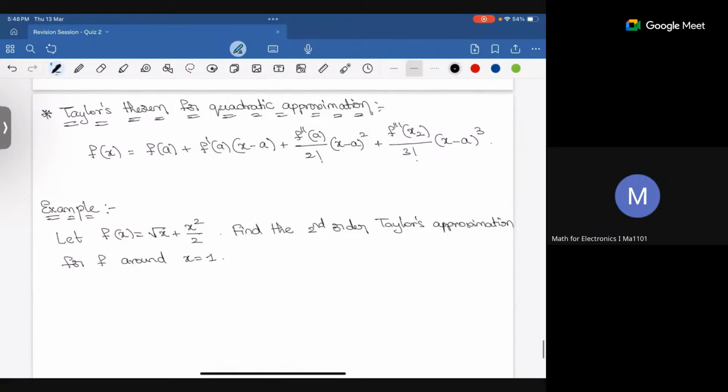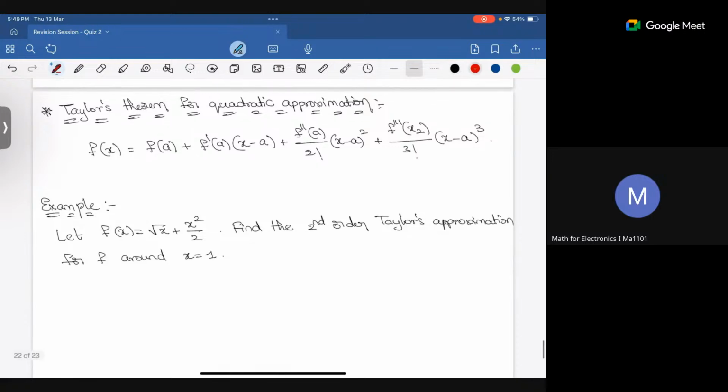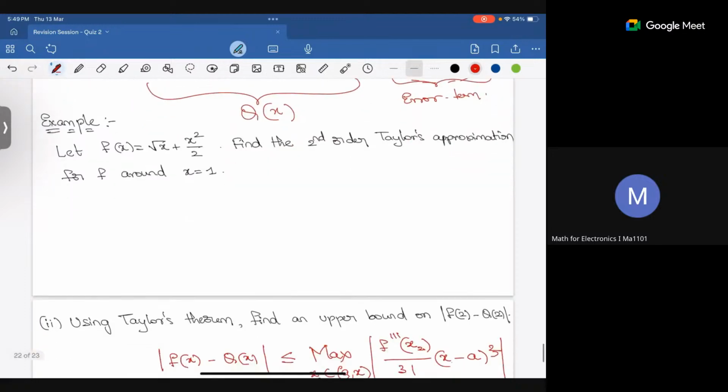Now we will also quickly do Taylor's theorem for quadratic approximation. So for quadratic approximation, again, the first 3 terms will be your q of x, and the fourth error term will again be f triple prime of x2 divided by 3 factorial into (x minus a) whole cube. Okay, so this will be the error term. And the max possible error is the maximum possible value that this can attain in the interval a comma x.